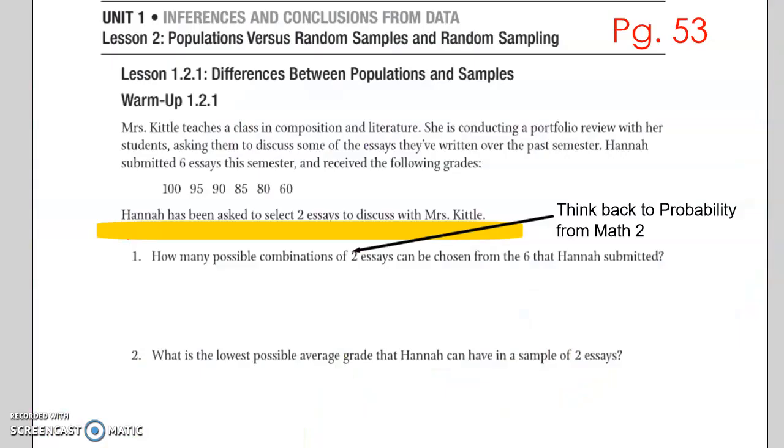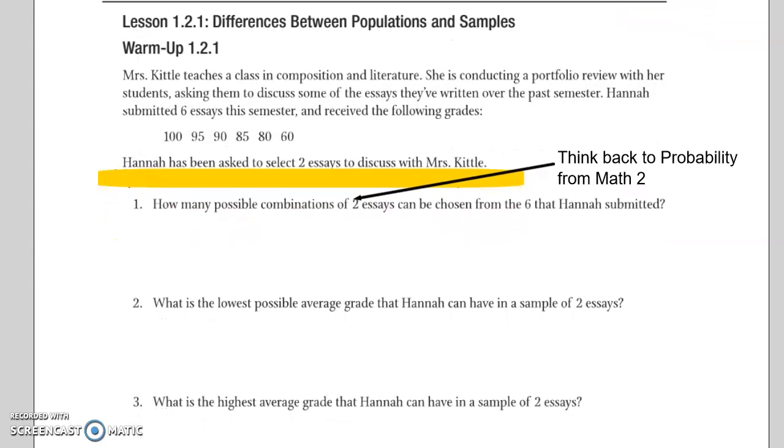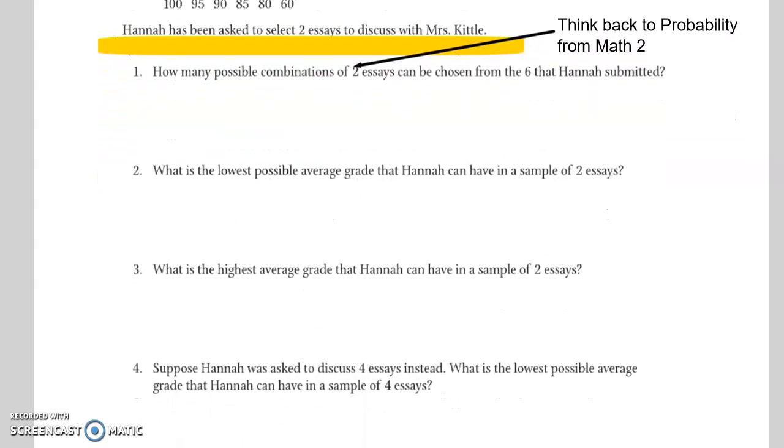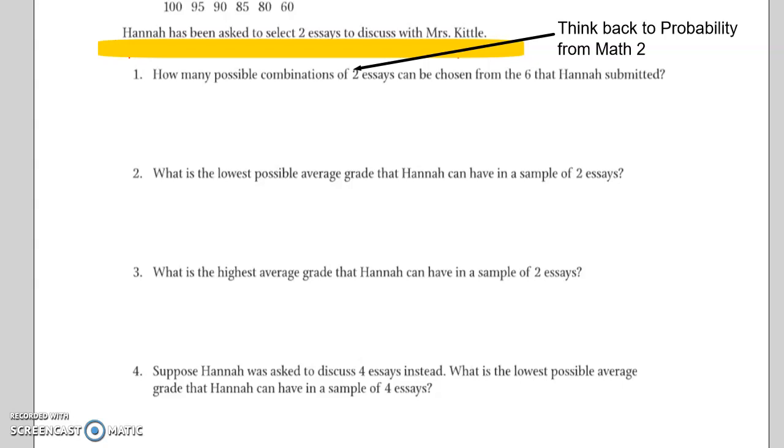All right, so our warm-up is on page 53. We're going to start looking at populations versus samples. And if you read the warm-up, it's a pretty straightforward math problem. As I've been doing, here's the blank slide and answers on the next slide.